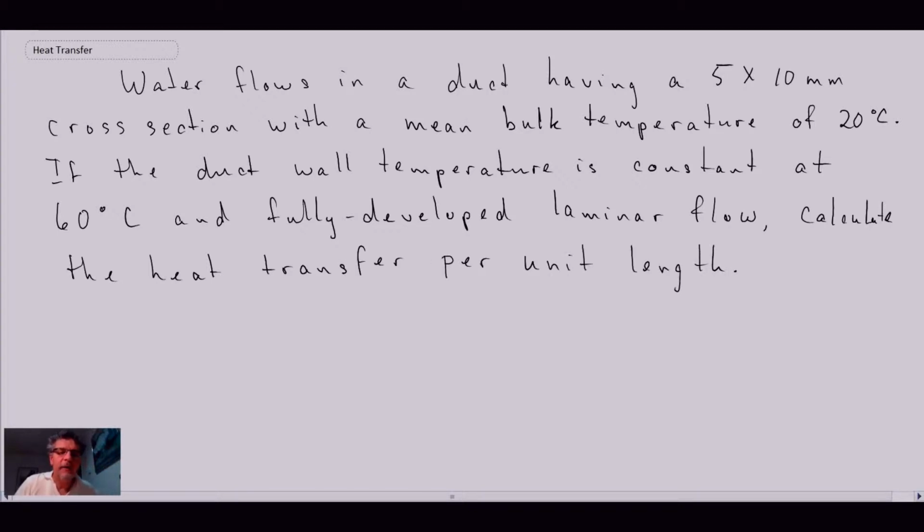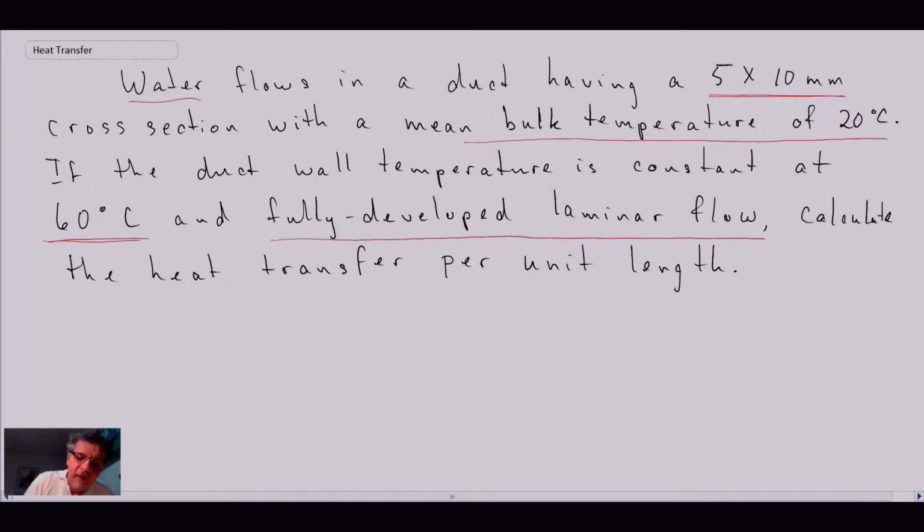All right, so there is the problem statement. We're dealing with water flowing in a duct with a 5 by 10 millimeter cross-section, and we're told that the mean bulk temperature is 20 degrees C, and we have a constant wall temperature of 60 degrees C, and we're dealing with fully developed laminar flow. And then what we want to do is calculate the heat transfer per unit length.